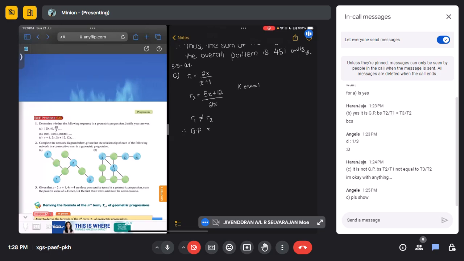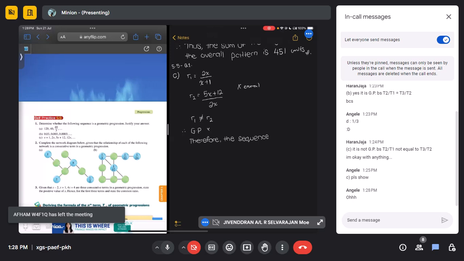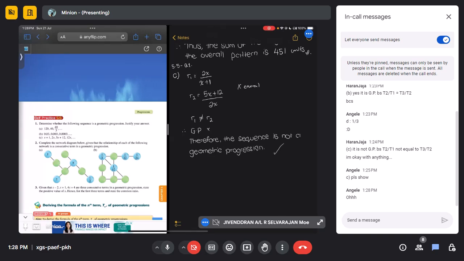I'm writing a very short form now. Please write it along. Okay, so you have to write: therefore the sequence is not a geometric progression. This is your full answer for question C.